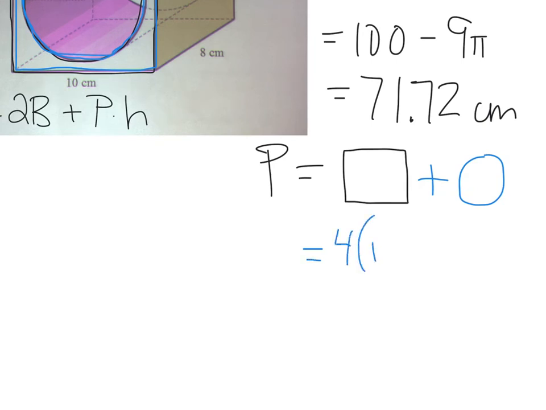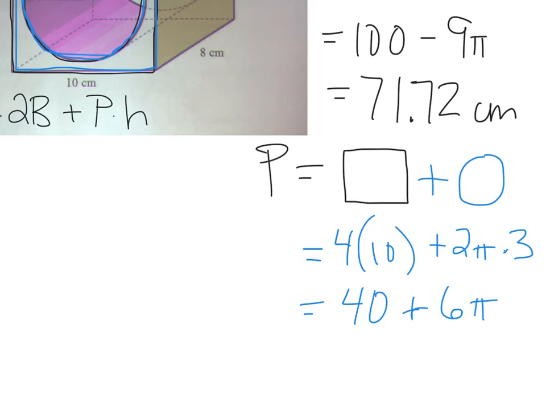So perimeter of a square is 10 times the sides. Perimeter of a circle is 2 times pi times the radius. So we have a perimeter of 40 plus 6 pi, which as a decimal approximation becomes 58.85 centimeters. That is the distance of all of the tangible edges of this modified base.